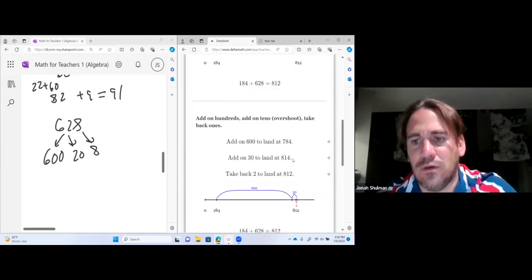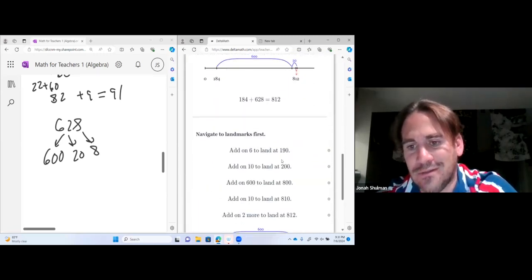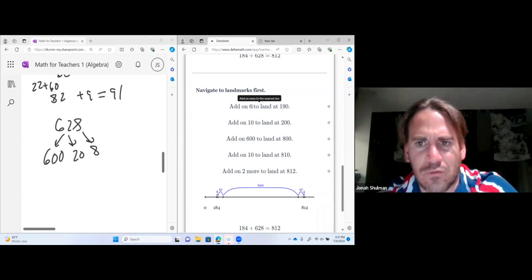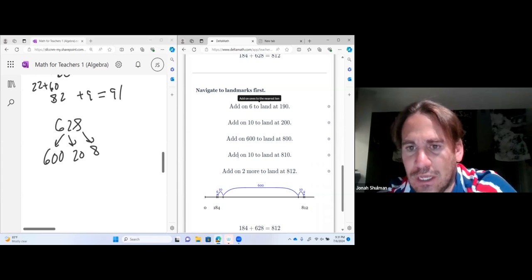Ta-da! Okay, so we could even do the 30 and overshoot it. I don't like the subtraction, but this is the way I did. Oh, we can go 6. We can do the little part first, then add 10. Okay, so we can add 6 to go to 190, 10 to go to 200, 600 to go to 800, 10 to go to 810, and 2 more to go to 812.